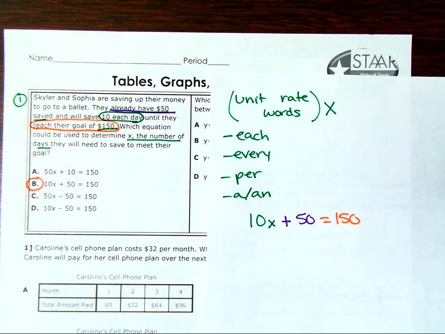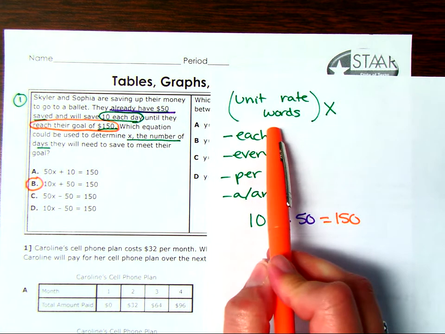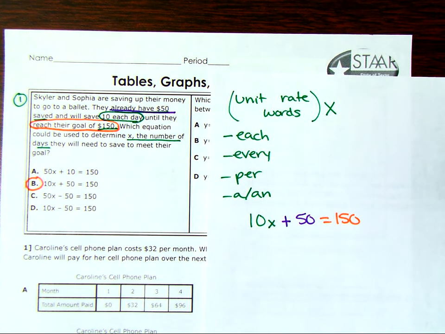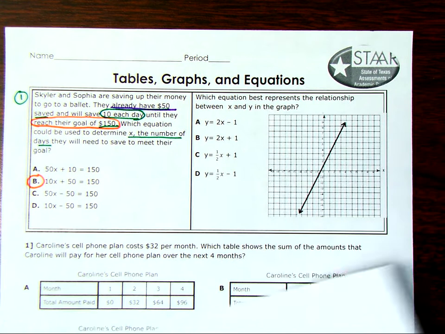So there is on your interactive notebook a page of notes where we talked about that with our unit rate words. And you can double check with your teacher where you might be able to find that in those notes for you. Okay? Let's keep going.